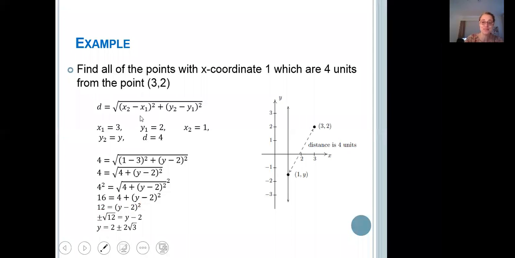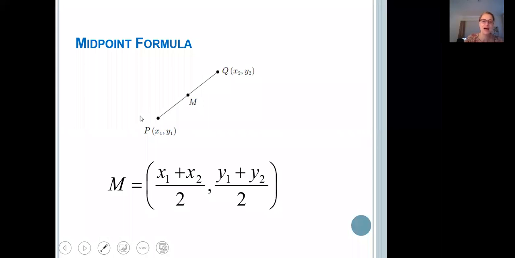Okay? All right. Let's talk for a minute about how we find the point that is halfway between 2 points. This is what we call the midpoint formula. And it's kind of exactly what you would expect. We just find the halfway point between the x's and the halfway point between the y's, and that is the midpoint, the point that is halfway between these two points. So this point lies on the line that connects these 2 points and is halfway. So this distance is equal to that distance.